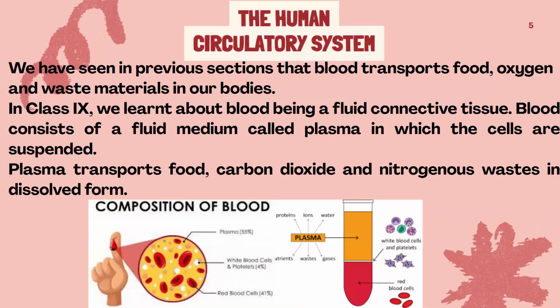The human circulatory system: we have seen in previous sections that blood transports food, oxygen, and waste materials in our bodies. In class 9th, we studied about the blood. It is a fluid connective tissue. Blood consists of a fluid medium called the plasma, in which we can see all the blood cells. What is the function of the plasma here? The plasma transports food, carbon dioxide, and nitrogenous waste in dissolved form.